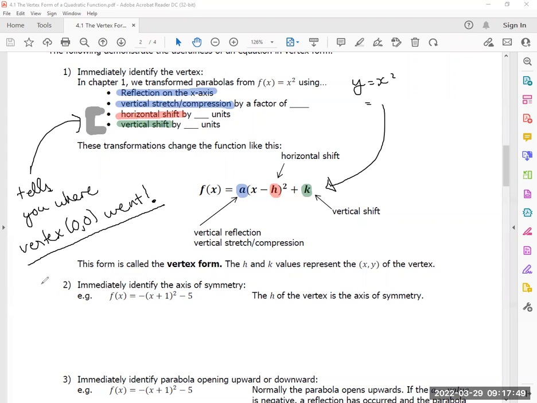This has to be very logically understandable. Did you read this little bullet right here? Okay. Horizontal shift by a certain amount, vertical shift by a certain amount. If you know what h and k is, you know where the vertex 0, 0 went.